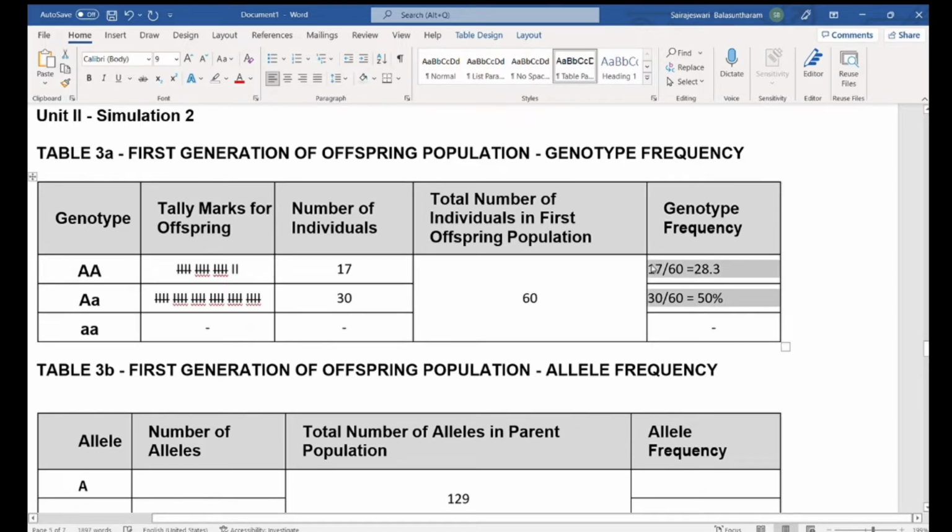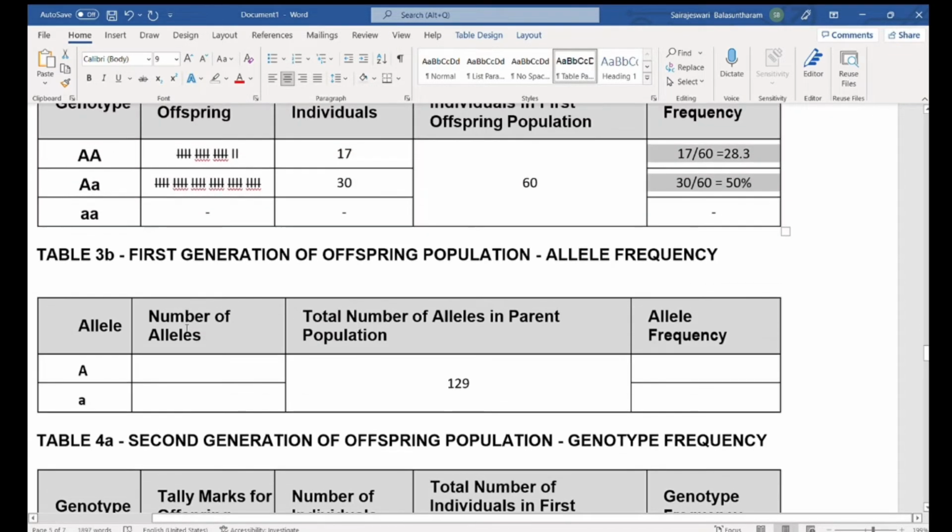And then for the genotype heterozygous, the total number of individuals is 30. So 30 over 60, you get 50%. So next we're going to calculate the number of alleles. So for allele dominant, the 2 has to be times with the number of individuals, and that will be 2 times 17, and that will equal to 34.